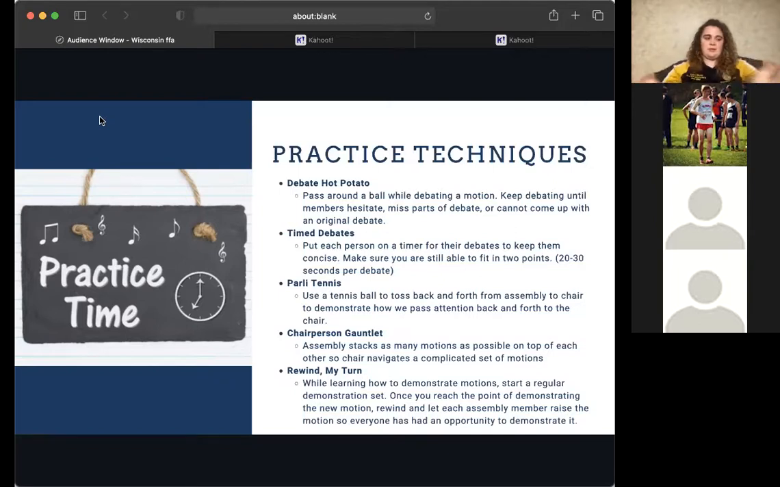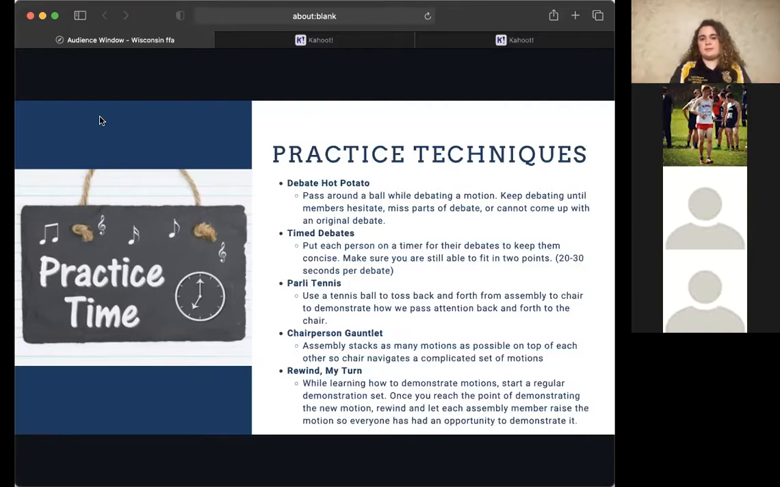So what happens is you stand in a circle and you have a motion on the whiteboard or whatever board where everybody can see it. And then you pass around a ball, potato, whatever you have to toss around, and you go through, have a debate, and then you pass the ball to the next person. And if you miss a part of the debate, hesitate, or cannot come up with something that's a completely new idea, then you're out of the circle and you go until you have one person left.